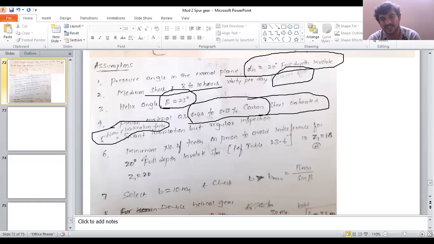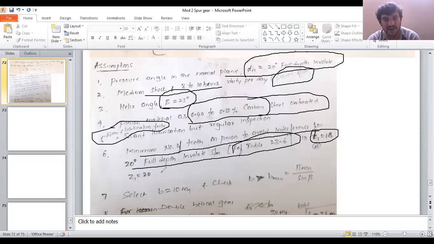Suppose the number of teeth is not given, then assume the minimum number of teeth on the pinion to avoid interference for a 20-degree full depth involute by referring to table 23.6. Now what Z1 should we take? Either 18 teeth or 20 teeth. Now what do you mean by interference? Minimum number of teeth on the pinion to avoid interference, that you have discussed in your kinematics of machines, right?